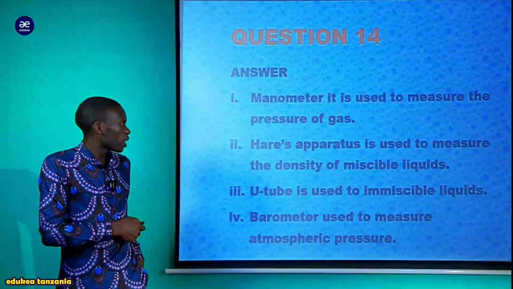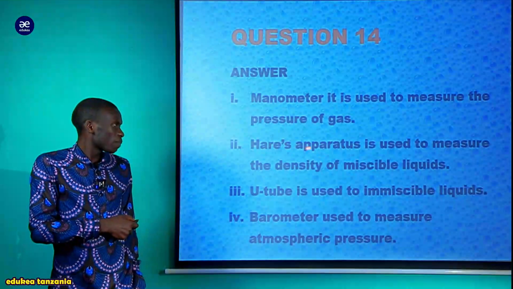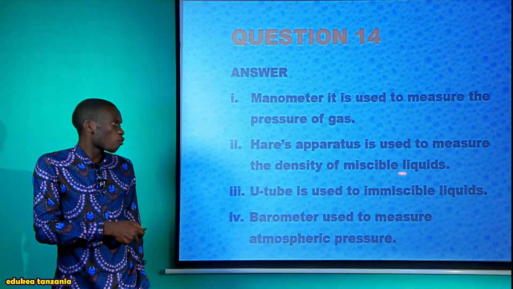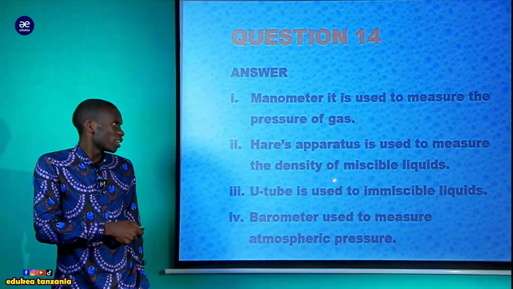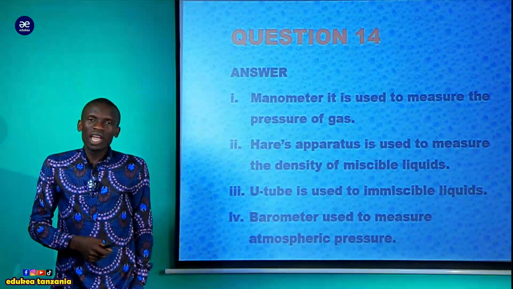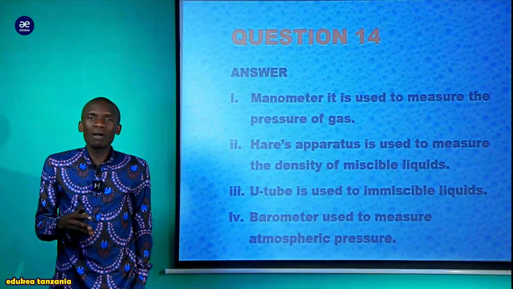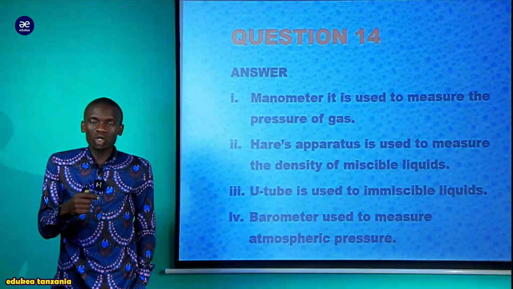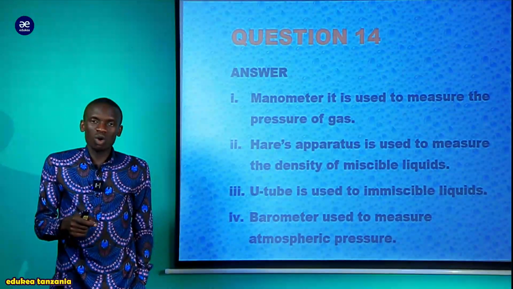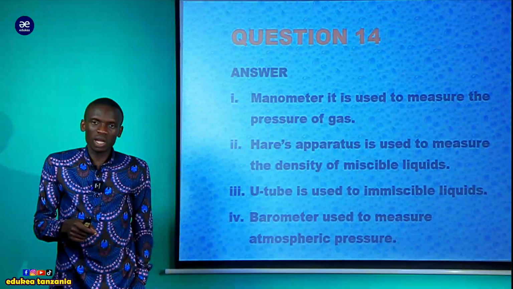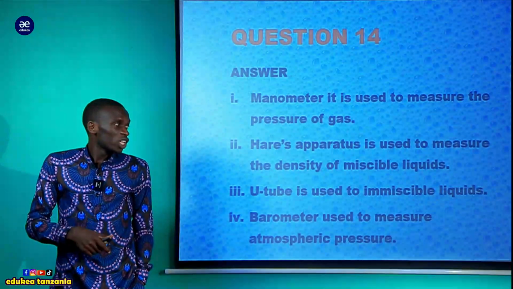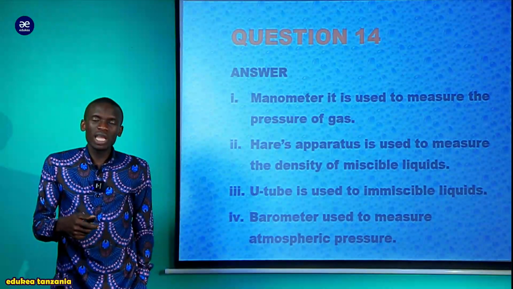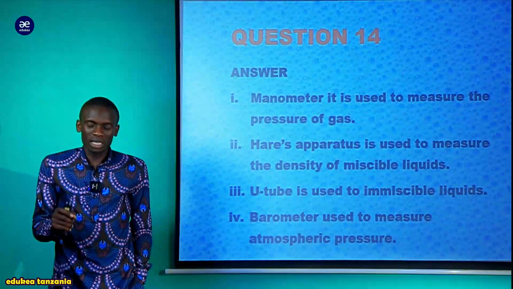That is about the manometer. But here's an apparatus. This is an apparatus that is used to measure the density of miscible liquids. Hii inatumika kupima density ya miscible liquid ambazo zinachanganyika. Unatumia hii apparatus inayoitwa inverted tube. Hii ndio inatumika kupima hizo miscible liquid. Unajua miscible liquids are the liquids that mix completely.